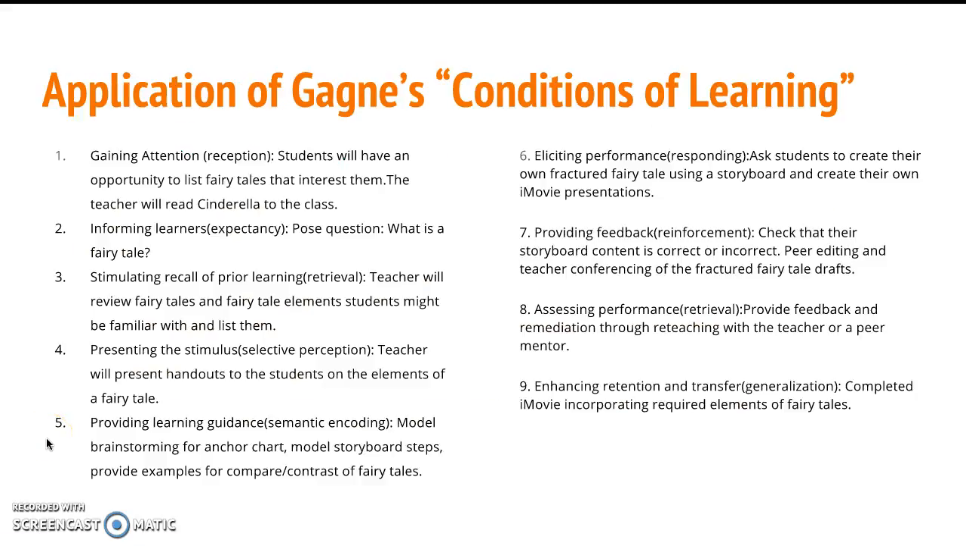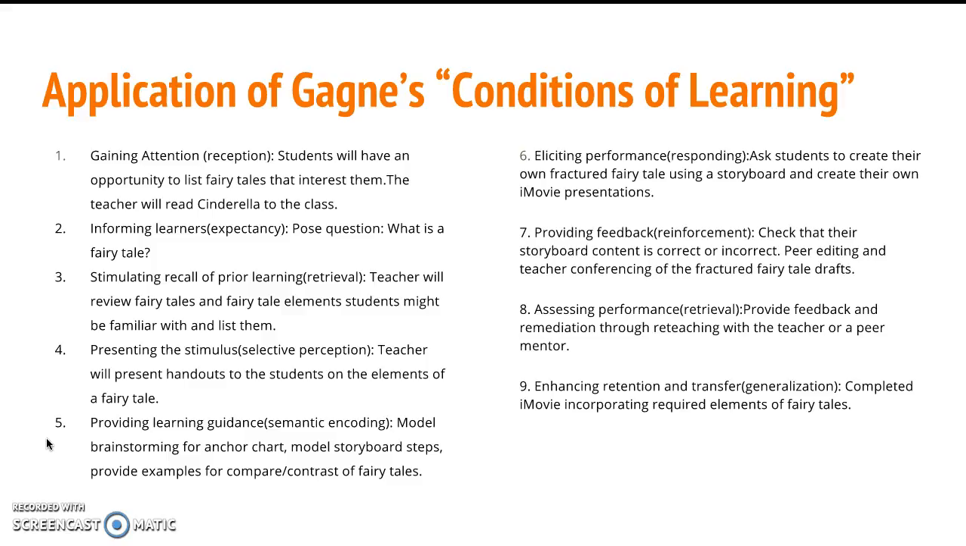Next, I'm going to talk about the application of Gagne's conditions of learning incorporated in our unit. Number 1, gaining attention, reception. Students will have an opportunity to list fairy tales that interest them, some that they might know from their past. The teacher will read Cinderella to the class. Number 2, informing learners, expectancy. Teacher will pose the question, what is a fairy tale? What makes a fairy tale? What types of elements are in a fairy tale?